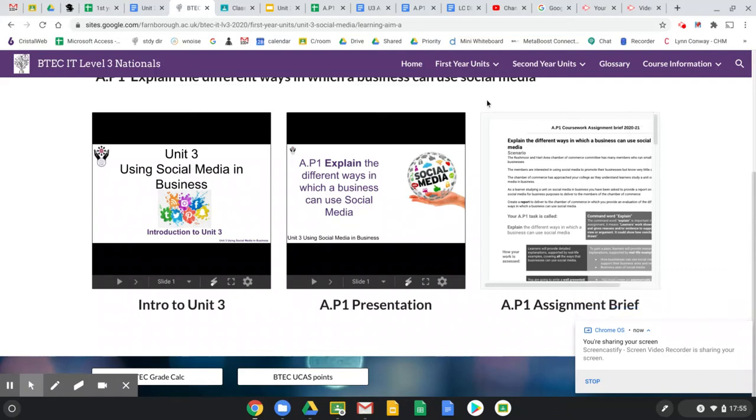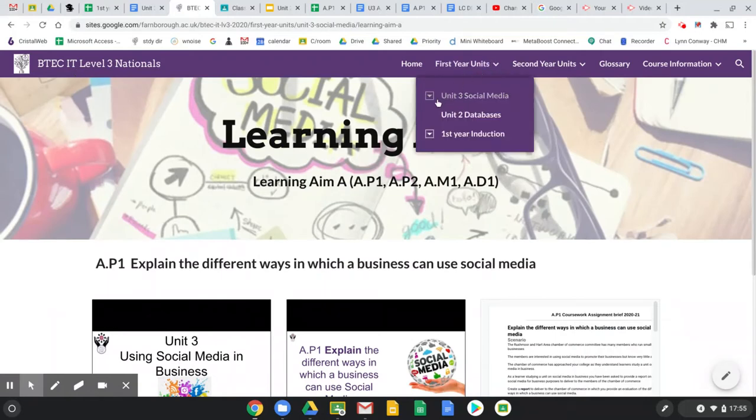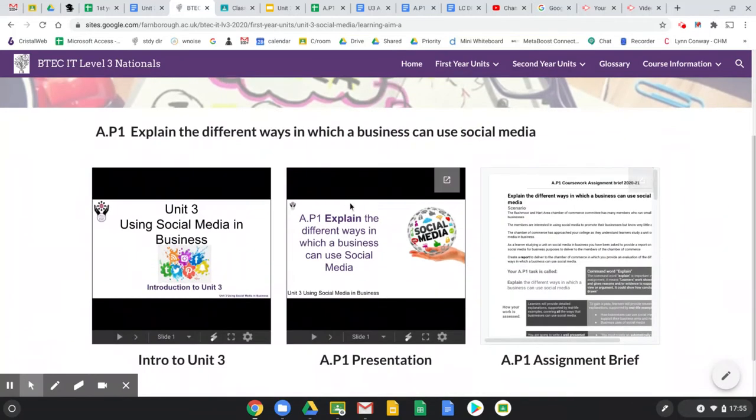So for the next part, you'll need to find the presentation for AP1. So we are in the study directory and you go to the first year units and you find Unit 3 and Learning Aim A. And here's the presentation, AP1. So this is for Learning Aim A and it's your first past task.